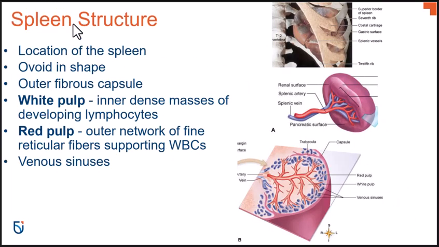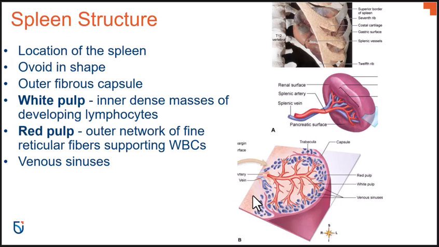Next up is the spleen. The spleen is located in the left hypochondrium of the abdominal cavity, so it's directly below the diaphragm. The spleen is roughly this ovoid shape. Its size will vary in different individuals and in the same individuals at different times. For example, it will hypertrophy or get bigger during infectious diseases, but it can also atrophy or get smaller in older age.